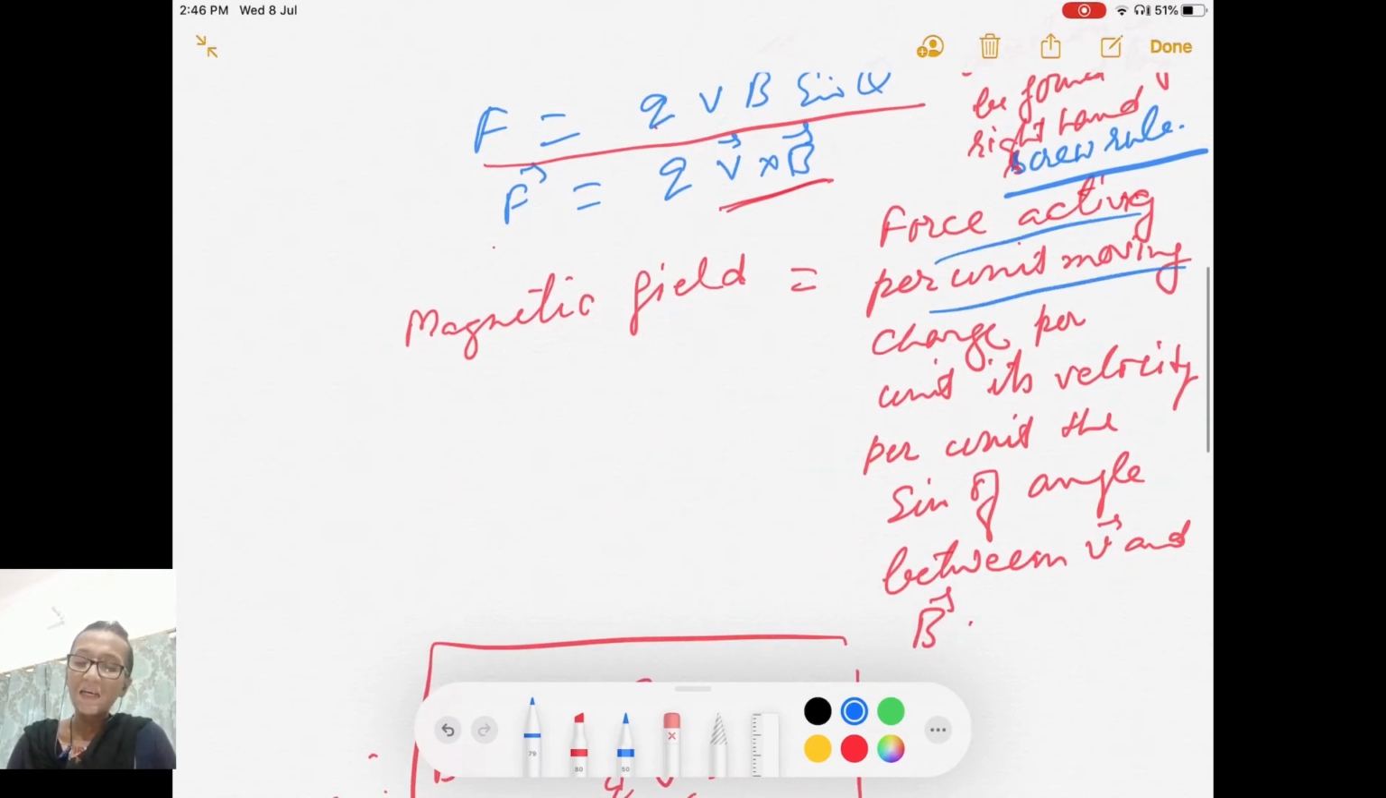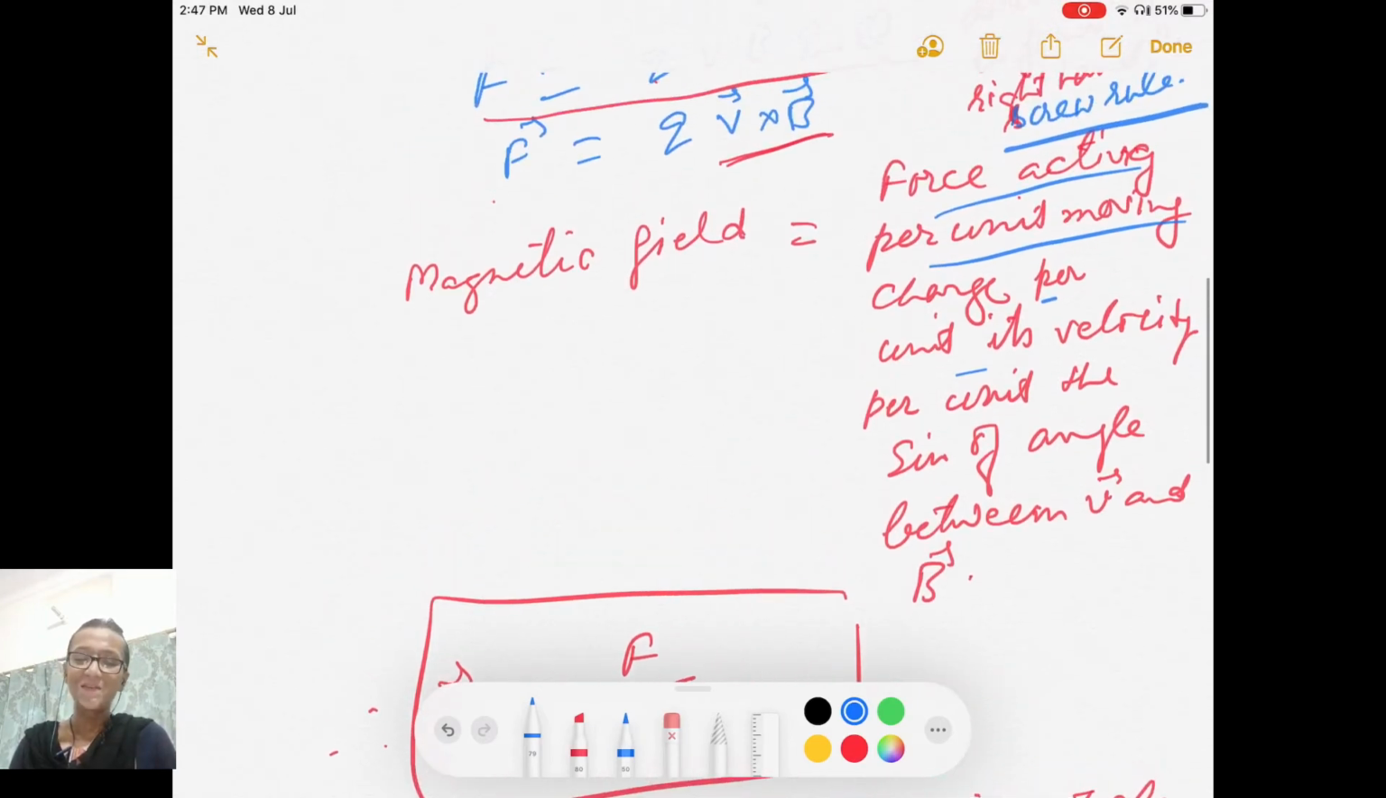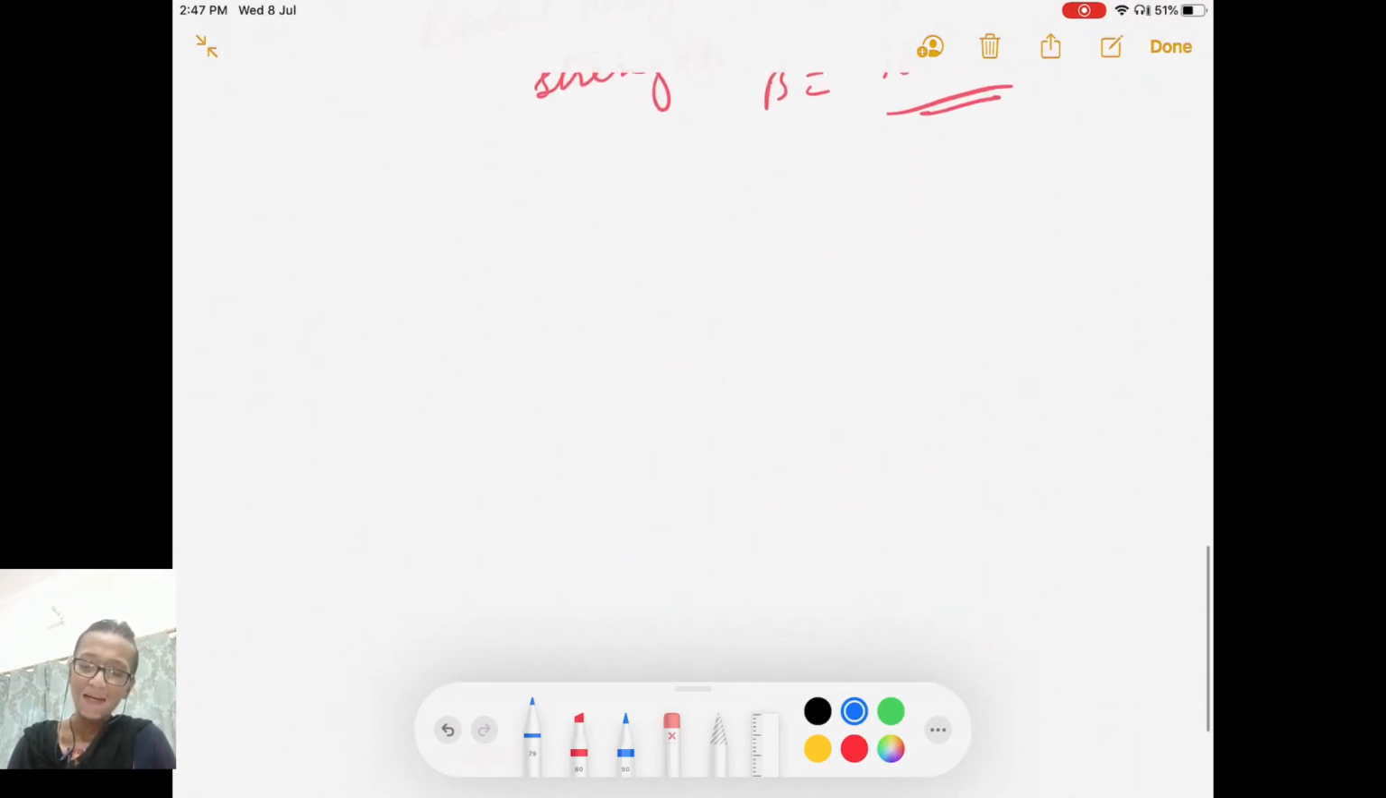So what is magnetic field? Force acting per unit moving charge, per unit its velocity, per unit the sine of the angle between V and B. And you should not say that magnetic field is the space all around a magnet, because space has its unit meter cube, so it cannot be the definition of magnetic field. So do remember magnetic field in this way.